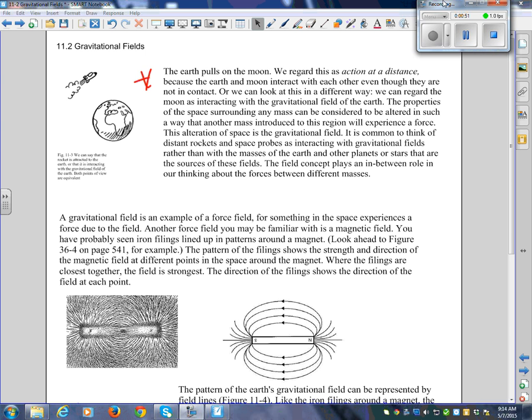There's gravitational fields, there's electric fields, which is next. There's magnetic fields, which we hope to get to. Okay? It's, like I said, action at a distance, being able to apply force without touching it, using the force. Or we can look at this in a different way. We can regard the moon as interacting with the gravitational field of the Earth.